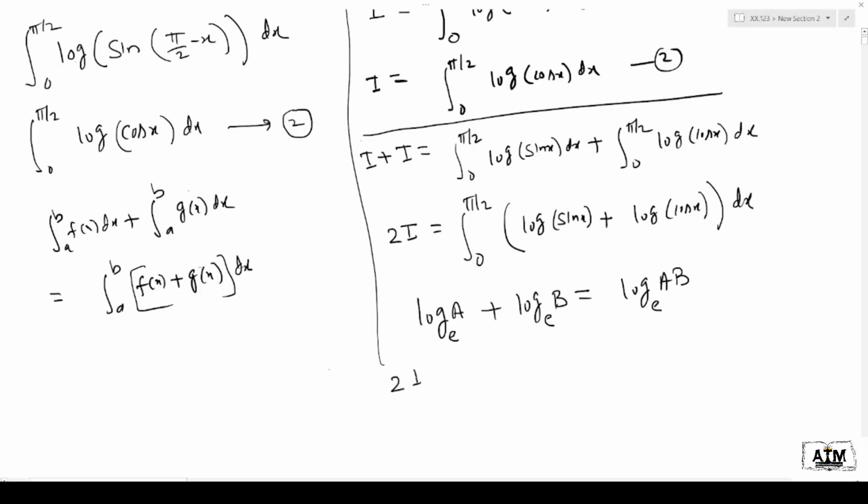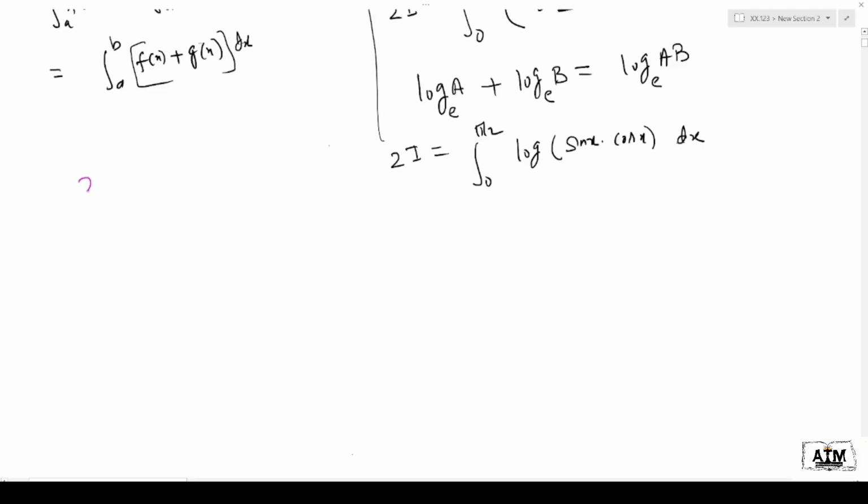Therefore, here we can write 2I equals the integral from 0 to pi by 2. Here a equals sin x and b equals cos x. So a into b, that is sin x into cos x. This can be written as log of sin x multiplied by cos x, again with respect to x.